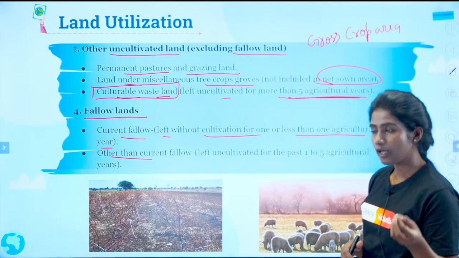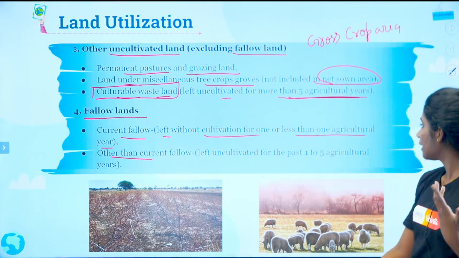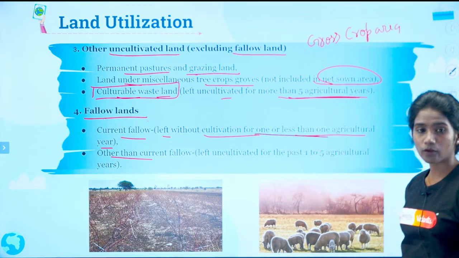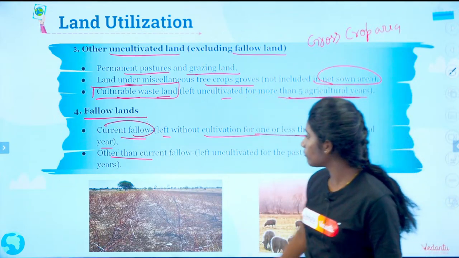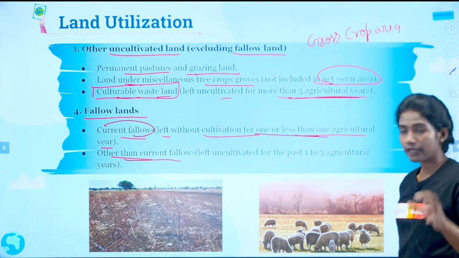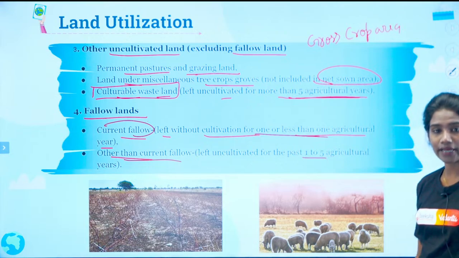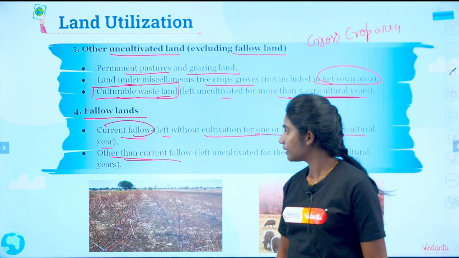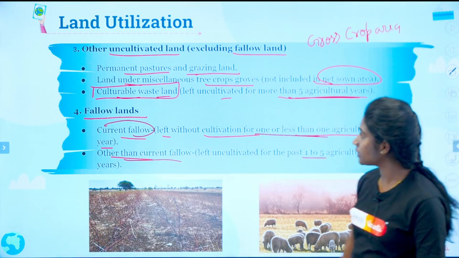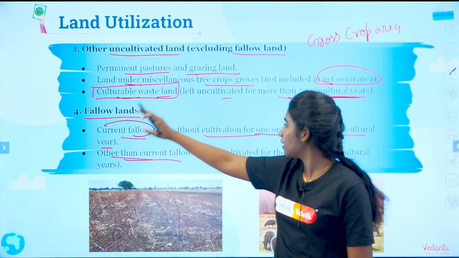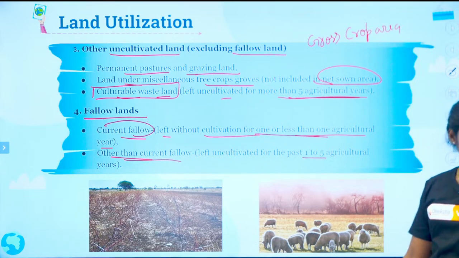And if even over there they don't sow any crops, even in the next agricultural year, if it is one or less than one agricultural year, that is called current fallow. Whereas other than current fallow is if that region is left uncultivated for 1 to 5 agricultural years. So you understood the difference between the culturable wasteland, current fallow and other than current fallow. Clear with this concept, students?